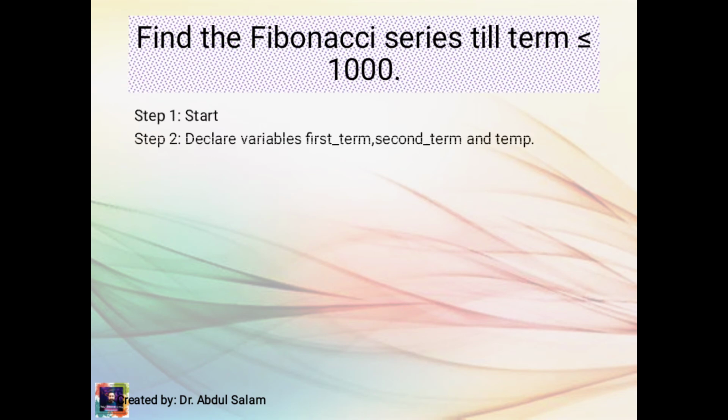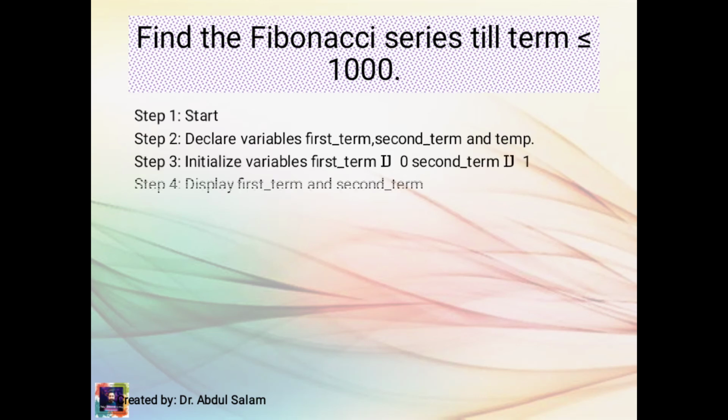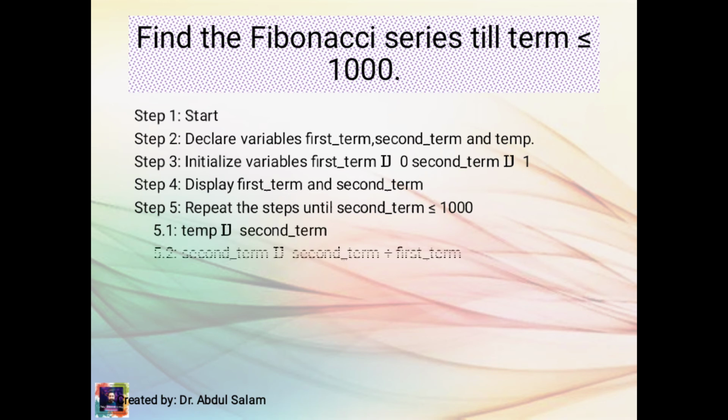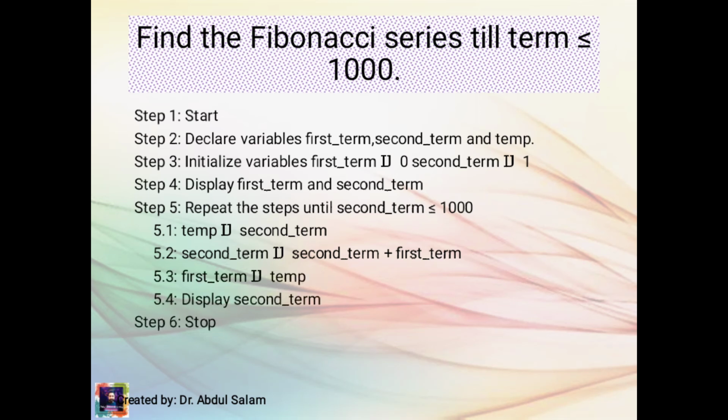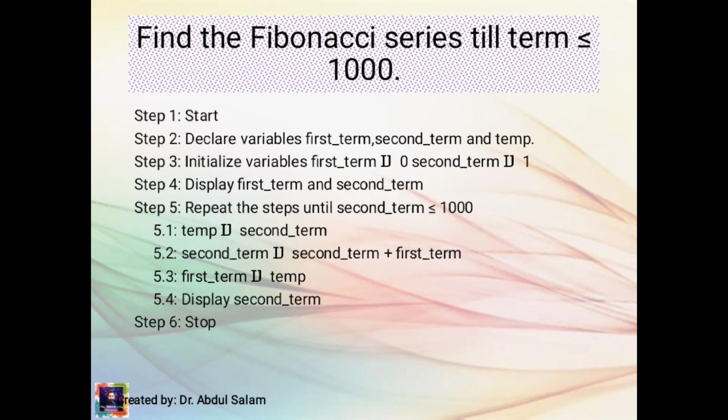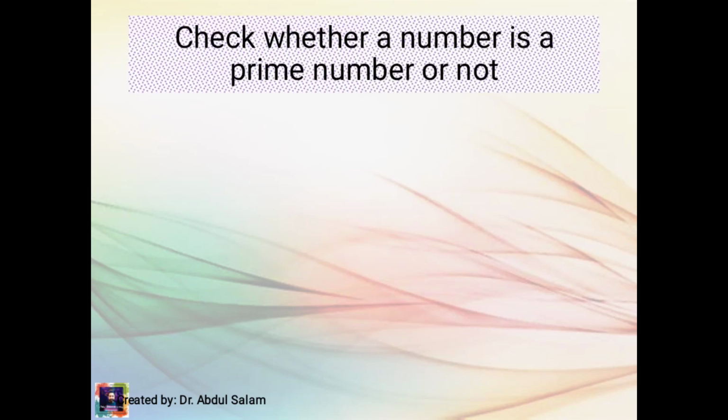The next example is to find the Fibonacci series till term less than or equal to 1000. Step 1 start, step 2 declare variables first term, second term. Step 3 initialize variables. Step 4 display first term and second term. And then repeat the steps until second term is less than or equal to 1000. Display second term, and the last step is to stop.